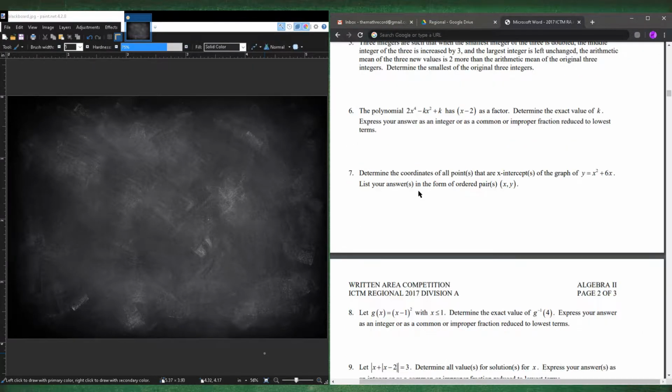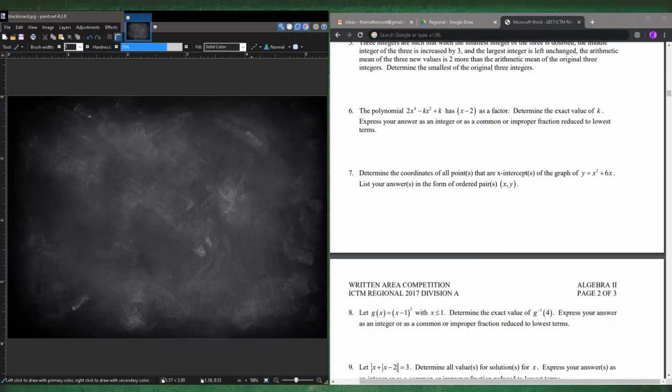Okay, number 6. The polynomial 2x to the power 4 minus kx squared plus k has x minus 2 as a factor. Determine the exact value of k. Express your answer as an integer or common fraction, right? So common or improper. So to do this type of question, there's a pretty fast method. It's called the remainder theorem.